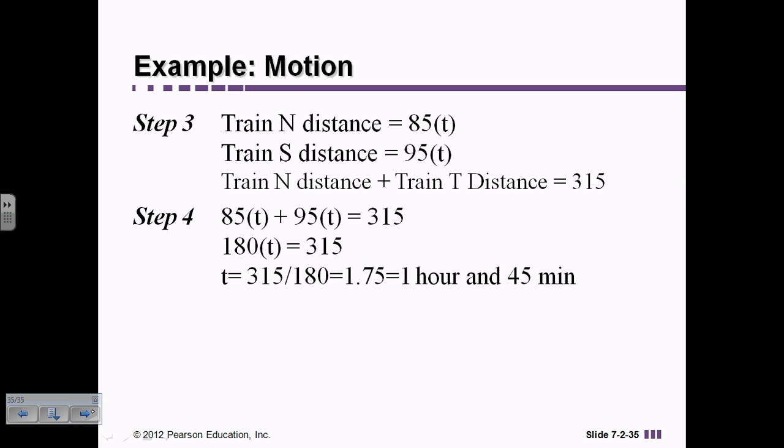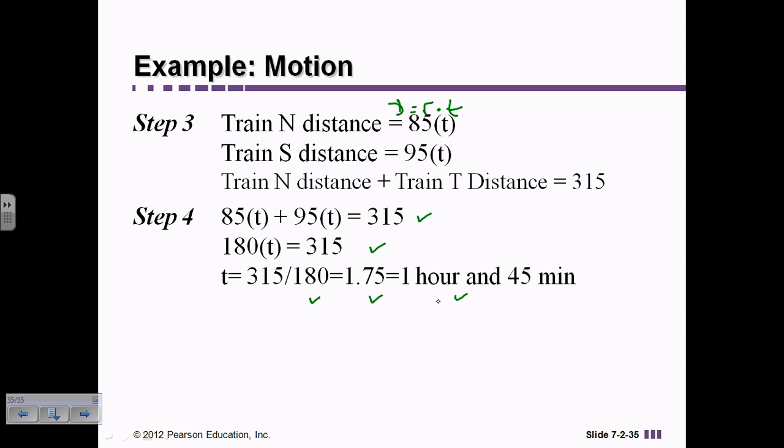So train N's distance is 85T. Train S's distance is 95T, because remember our formula, distance equals rate times time. So train N's distance plus train S's distance is 315. So we set up our equation, combine like terms, and divide both sides by 180. I end up with 1.75, which is the equivalent of 1 hour and 45 minutes.